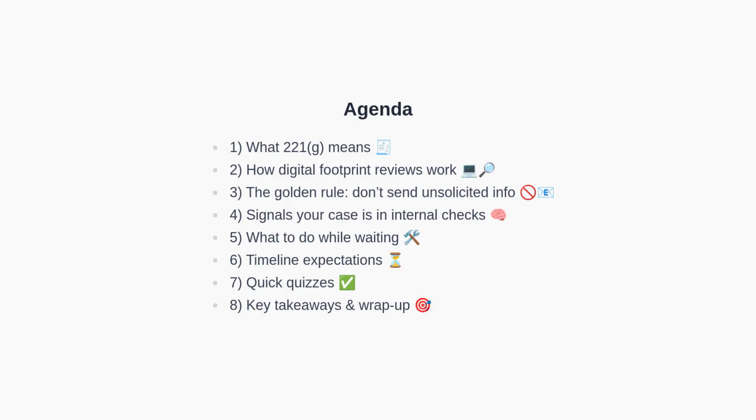Here is our roadmap. First, we will define 221G and administrative processing. Next, we will discuss how digital scrutiny, especially social media, fits into modern vetting. Then, we will cover the counterintuitive but essential rule against sending unsolicited documents or emails. After that, we'll identify common signals that your case is undergoing internal checks. Subsequently, we'll provide a practical action plan and realistic timelines. To reinforce learning, quick quizzes will follow. Finally, we'll consolidate everything with key takeaways and a wrap-up.